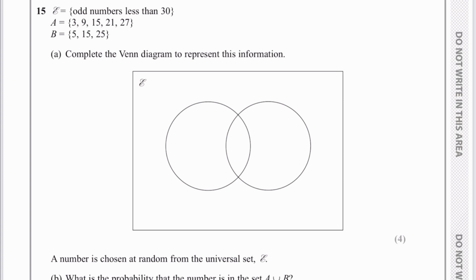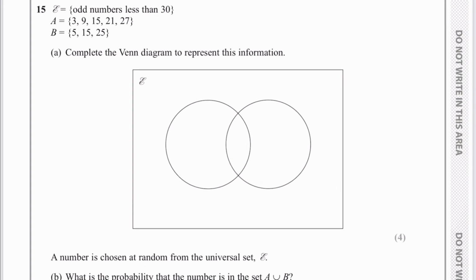Okay, so here we are in question number 15, and we've got the universal set is odd numbers less than 30. What I would do with this is I would actually write these numbers out. So I'm going to write out 1, 3, 5, 7, 9, 11, 13, 15, 17, then 19, 21, 23. I've just got a little bit of space left at the top here, so I'm going to do 25, 27 and 29, because that will allow me then to methodically work through each of the numbers.